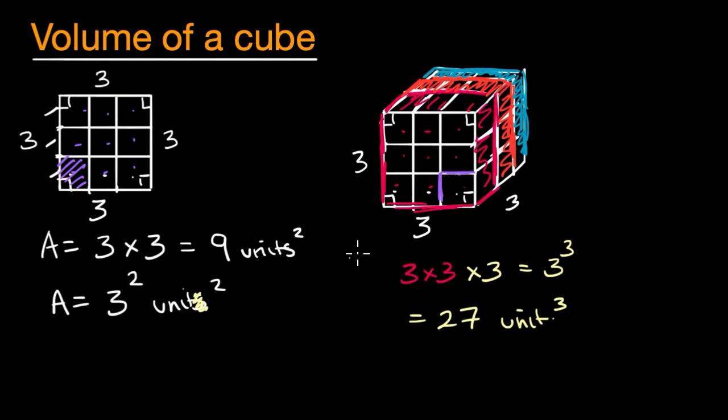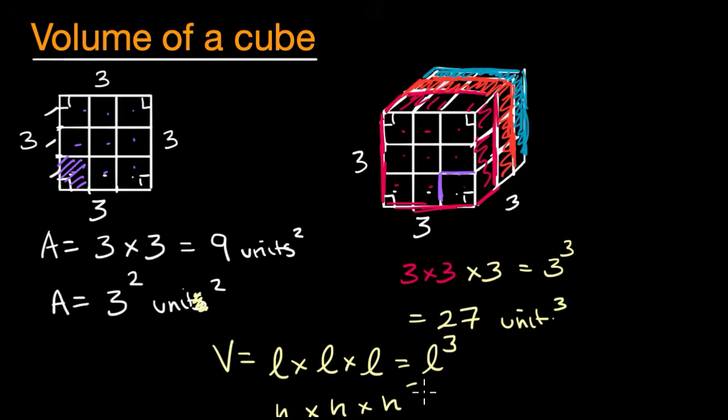So if you give me the length of any side of a cube, we know that all of them are the same. So the volume is going to be equal to the length times the length times the length, which is equal to the length cubed. If someone gives you the height, that's going to be the same thing as the length: the height times the height times the height, which is height cubed. So whatever side they give you, you just multiply it 3 times, or you can take 3 of them and multiply them together, or you can just cube it.